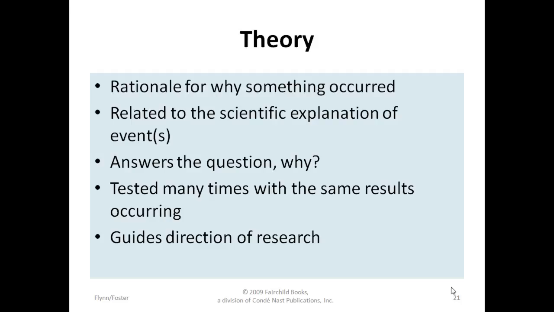Next is a theory, and it's the scientific explanation of events and answers the question why. For a statement to be a theory, it must be tested many times with the same results produced over and over again. So an example would be if you're making C's on all of your exams and you keep getting the same grade over and over again, then you're going to make a C in the class. And a theory helps guide the direction of research from one step to the next. An example of a theory that we'll talk about in this class will be the theory of planned behavior.